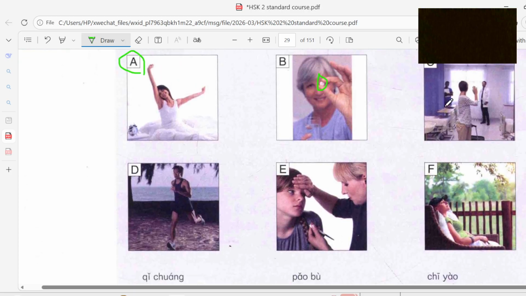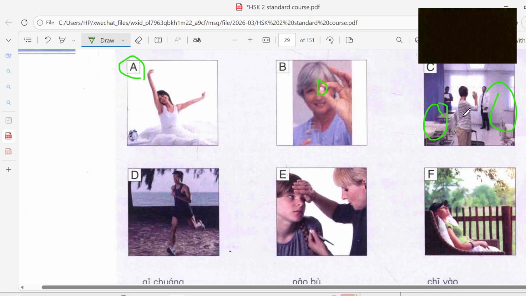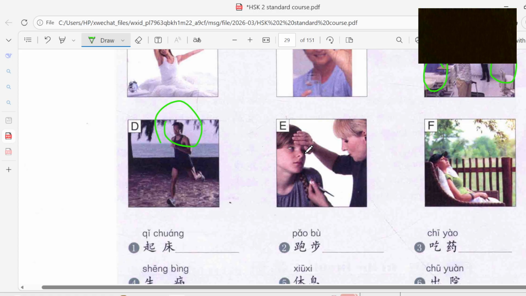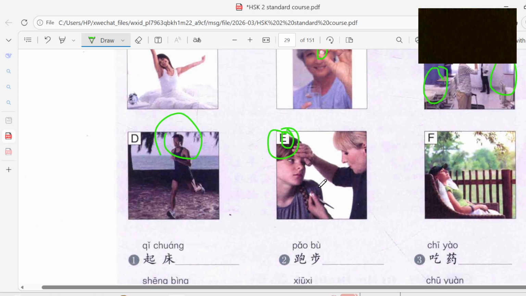出院. You see, the person is from the hospital, being discharged from the hospital. 出 is to get out. 院 is the hospital, saying goodbye to the doctors. 出院. And then I have this guy right here, he's running. 跑步 is running. And then I have 生病, to be sick or to fall sick. 生病, the kid is sick, has a fever, so he's checking the temperature.